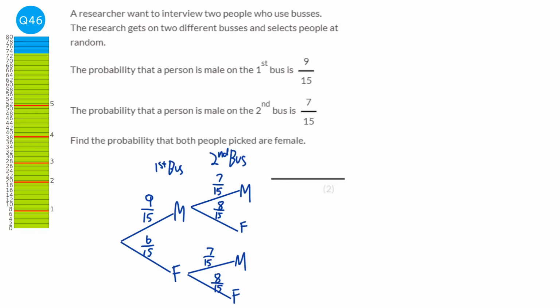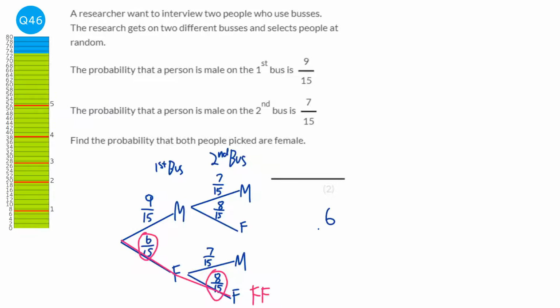And the question is basically asking what is the probability that both will be female. So to have both female, we need to have gone down this line at the start and then this line again. Okay, so looking at the fractions along the way, it's 6/15 and 8/15. The word "and" in probability means times. So whenever you're finding the probability of getting to an outcome, so this outcome will be FF, because they're both female, you are multiplying the fractions that you go across.